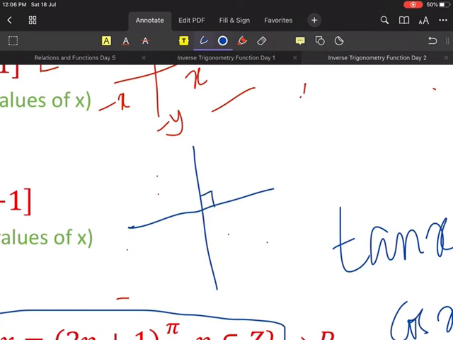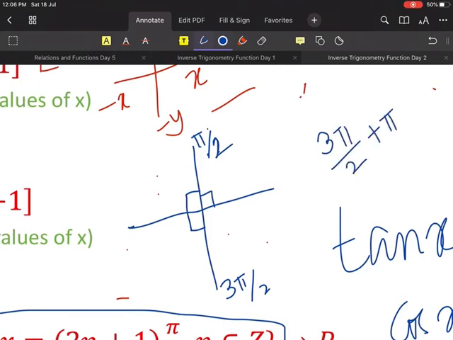Look here, everyone. Cos 90 is 0, right? Again, cos 270 is 0, right? Yes or no? This is our pi by 2. This thing is our 3 pi by 2. Acha, the next one will be what?